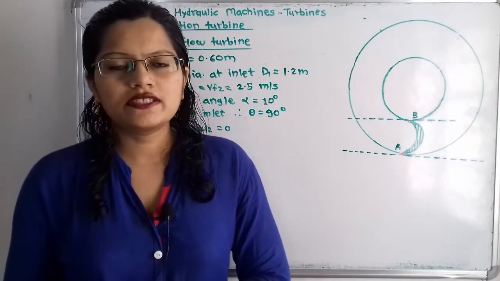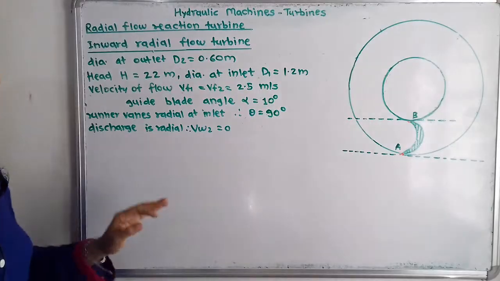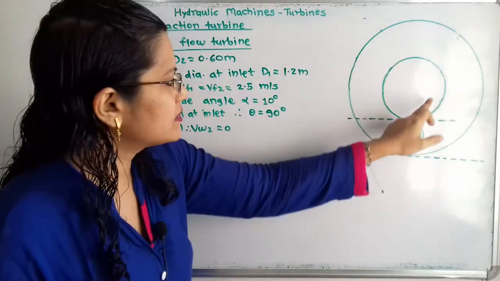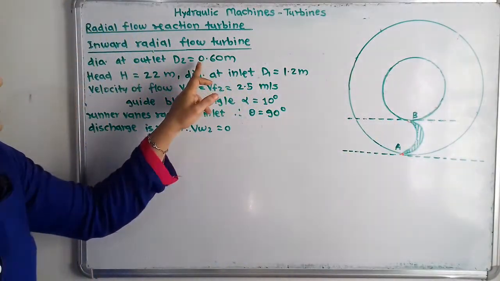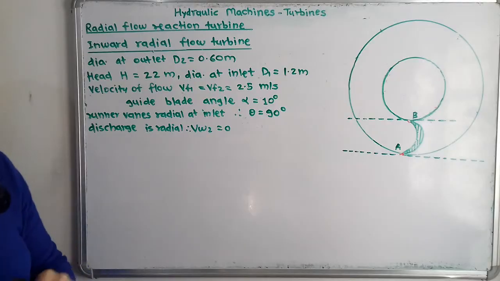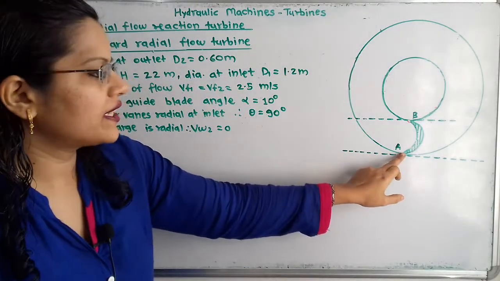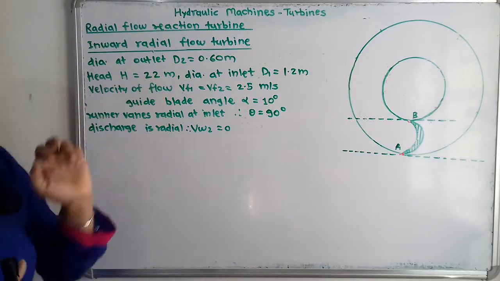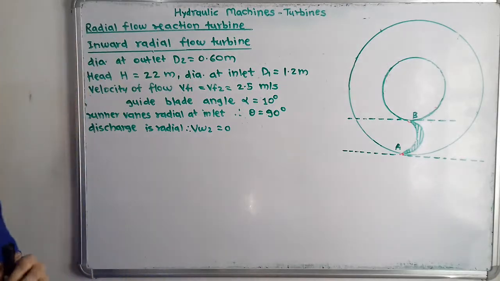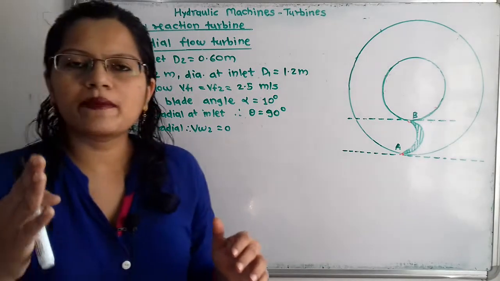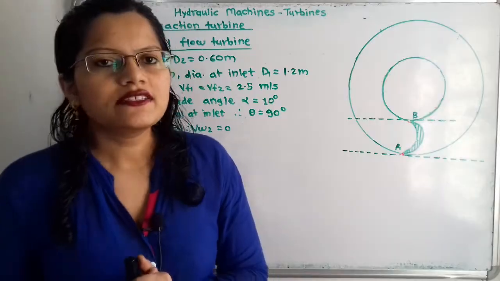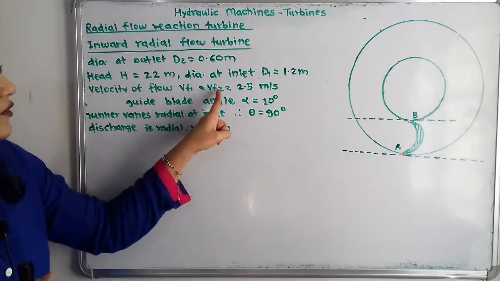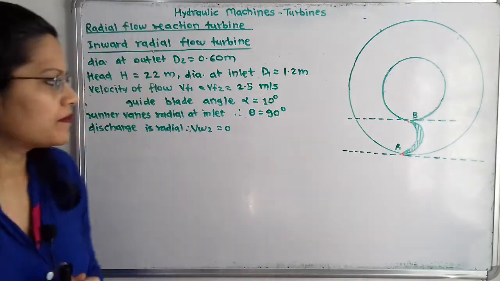Let us first understand what the given data is. If we observe here, the diameter at outlet is given. So the outlet is here, point B is at the outlet, that is D2 is equal to 0.60 meter, and the diameter at inlet, so point A is at the inlet, that is D1 is 1.2 meter. Then the head is also given, capital H is equal to 22 meter. Then the velocity of flow remains constant, which means the velocity of flow at inlet is equal to the velocity of flow at outlet. So Vf1 is equal to Vf2 is equal to 2.5 meter per second.